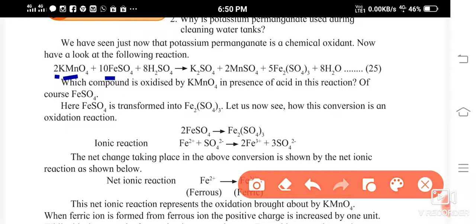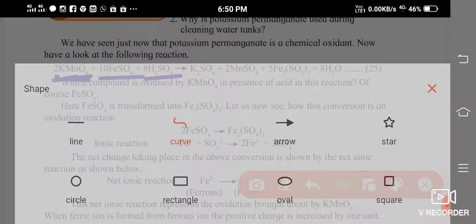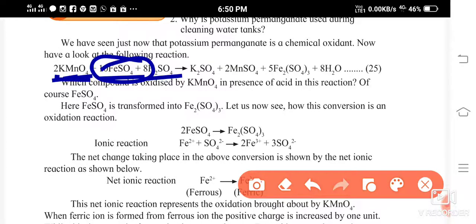Now, plus 8H2O. Now, which compound is oxidized by KMnO4 in presence of acid in this reaction? Of course, it is FeSO4, isn't it? Now, this you have seen in the reaction before. KMnO4 plus H2SO4, these two together are going to provide oxygen for this ferrous sulfate, oxygen for the oxidation reaction. So these are the oxidants, isn't it?